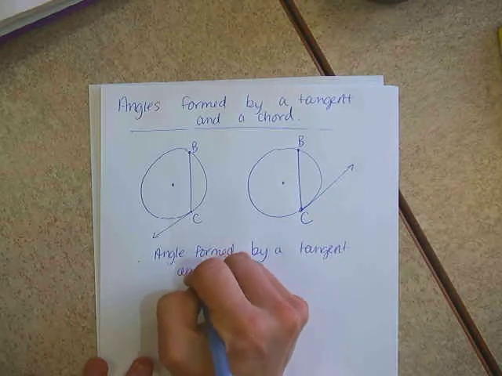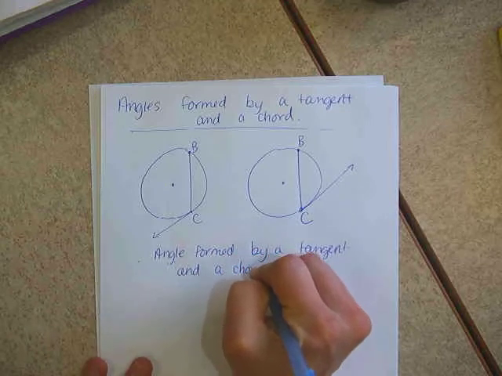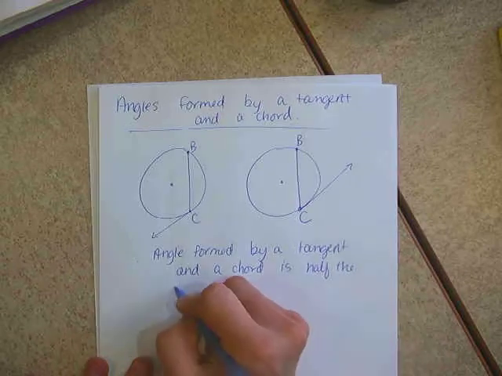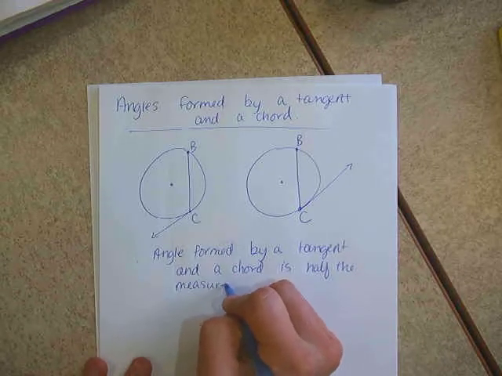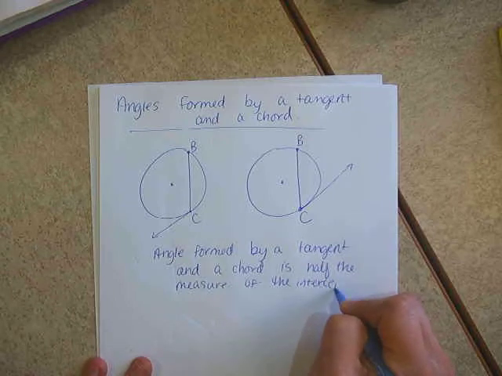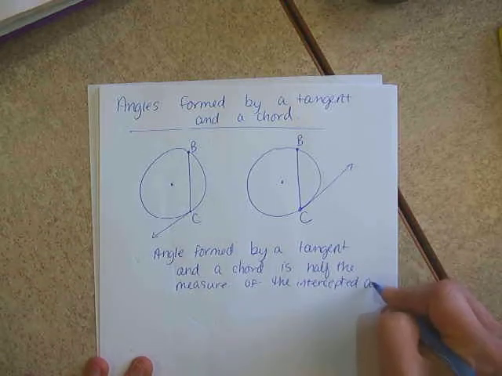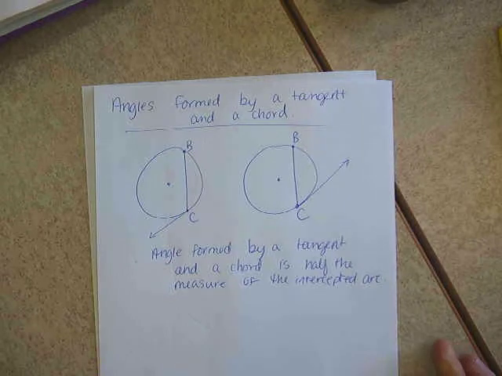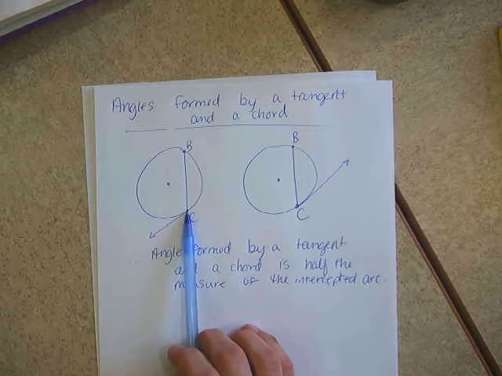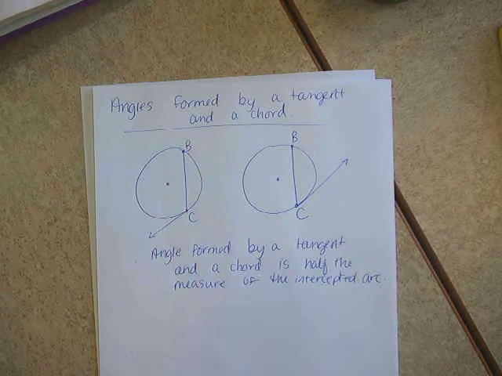All right. So the angle formed by a tangent and a chord is half the measure of the intercepted arc. So it's basically the same theorem.